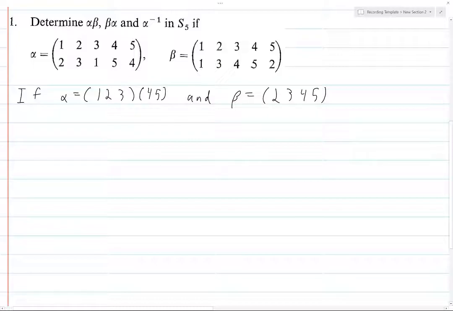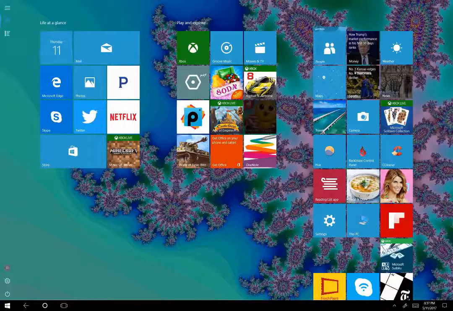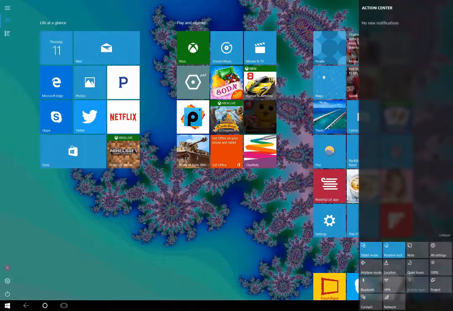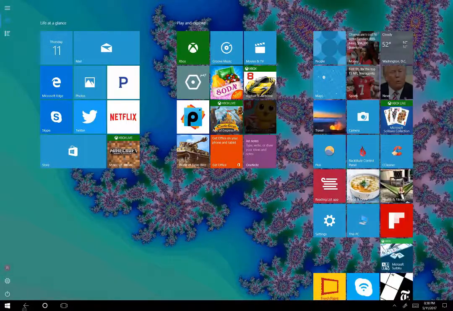I like that. It uses about 50% of the number of lines needed for the other notation. Although the other one might be good when you're first seeing it for the first time, I like this one. So if alpha equals this and beta equals this, then... Go back. There we go.